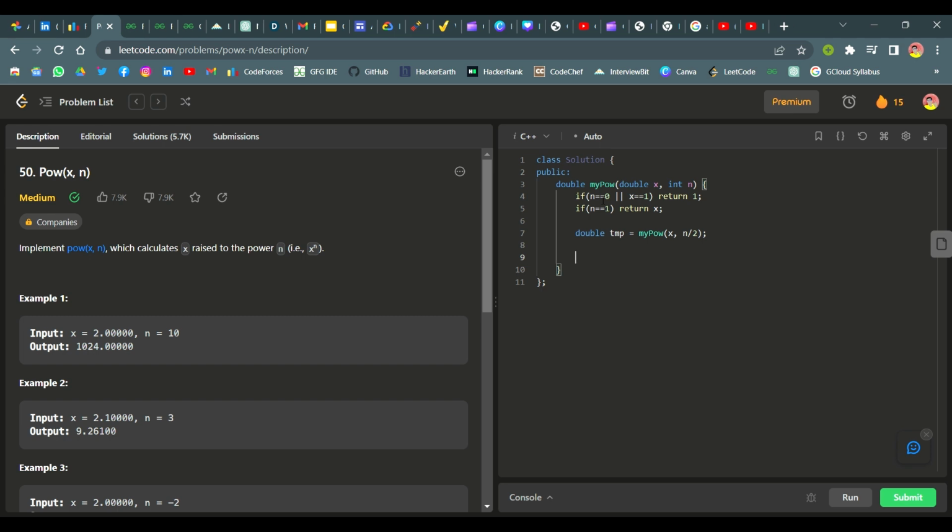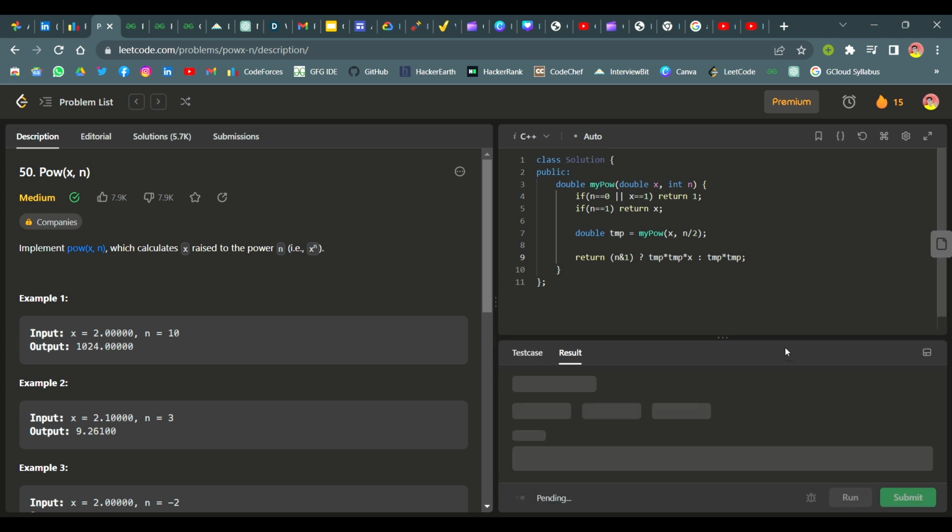So that is the basic crux of this approach, where we check if n is odd, then basically I'll just write it in ternary operators. So if n is odd, we return temporary into x. So I get n by 2 into n by 2 becomes n, and for odd number it would be n minus 1 by 2, n minus 1 by 2, that becomes n minus 1, and multiplying it again with x makes it n. But if it was even, we just need to return tmp into tmp. So let's run it.